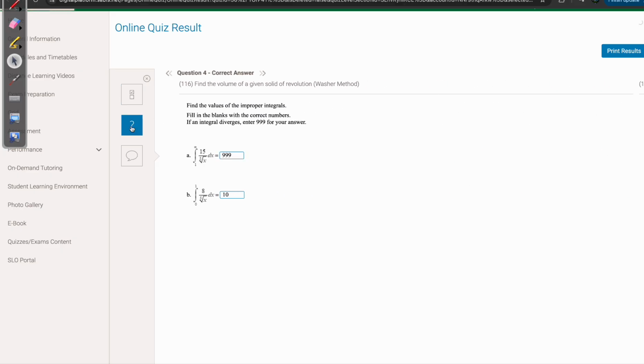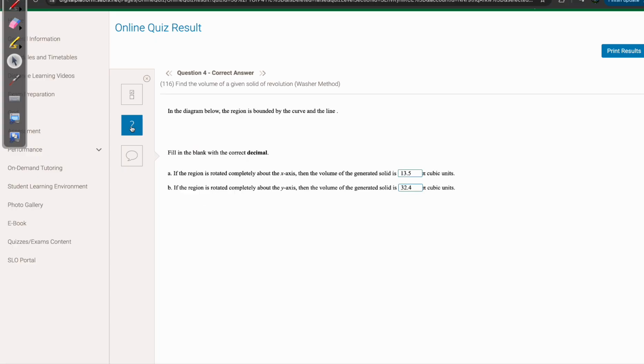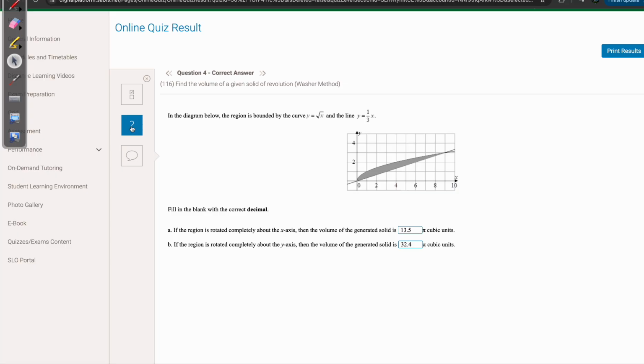Number 4. This one is not bad, not good, but we had it last week and I hope you guys understood. In the diagram below, the region is bounded by the curve y equals radical x and y equals 1 over 3x. If the region is rotated completely around the x-axis, which is when we don't need to change anything, find the volume of the generated solid.